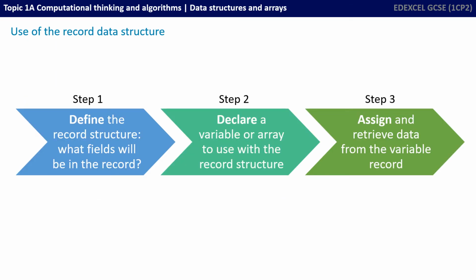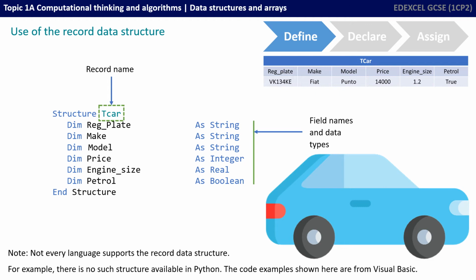There are 3 steps to be able to use the record data structure if your language supports it. You define the record structure, in other words you tell the program what fields are going to be in it. You declare a variable or an array to use the record structure, and then finally we can assign and retrieve data from the variables inside the record. So let's look at each stage.